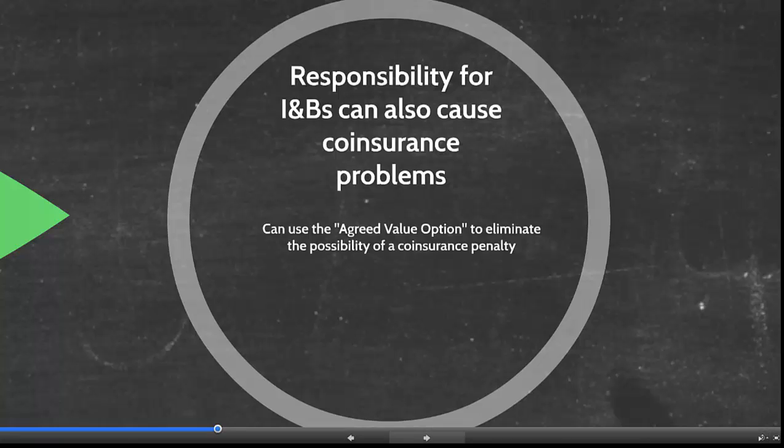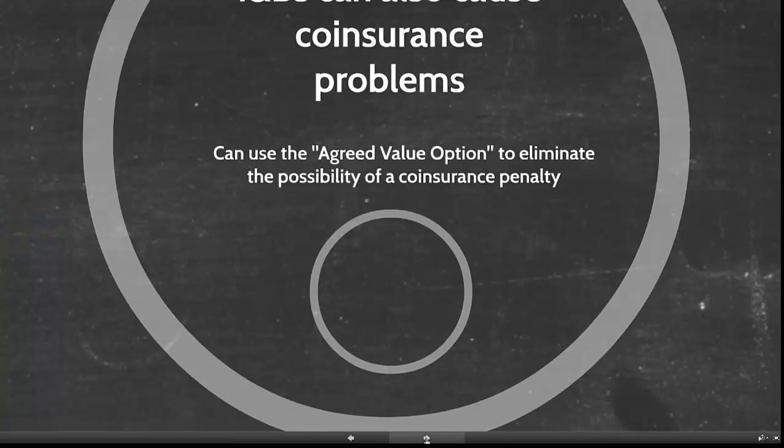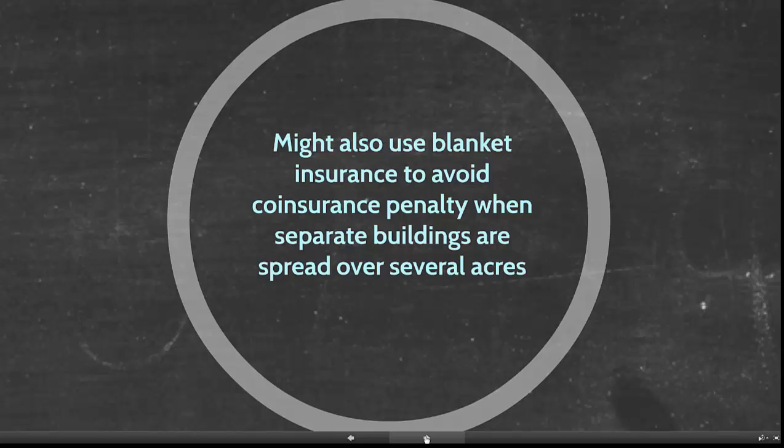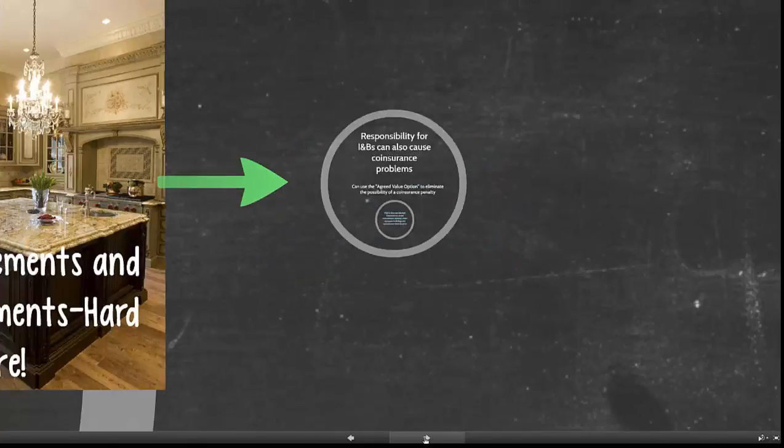Some condo associations use the agreed value option because this eliminates the possibility of a coinsurance penalty. You might also use blanket insurance to avoid the coinsurance penalty when separate buildings are spread over several acres. This way it would be highly unlikely you'd be risking a catastrophic loss, and you can have blanket coverage over several different properties, giving you additional coverage at each individual property.